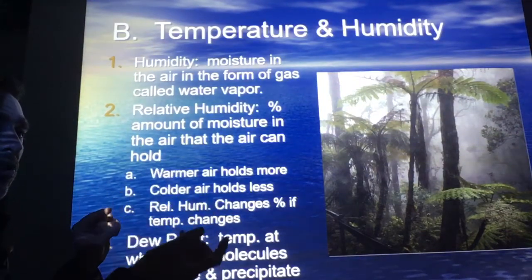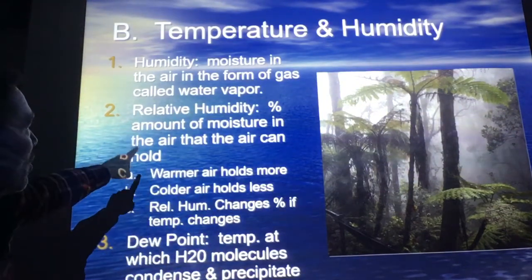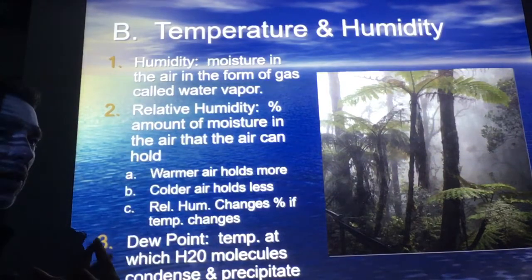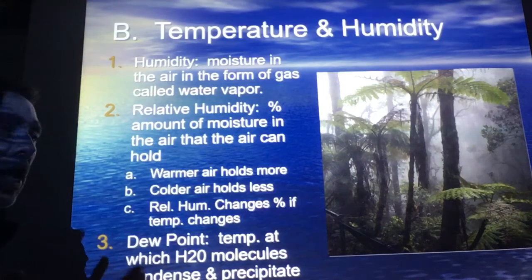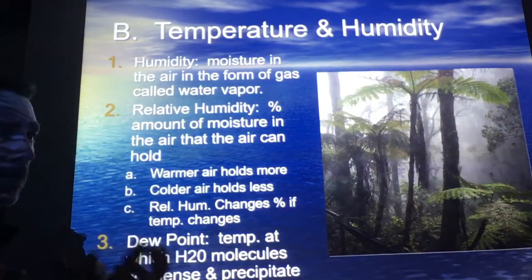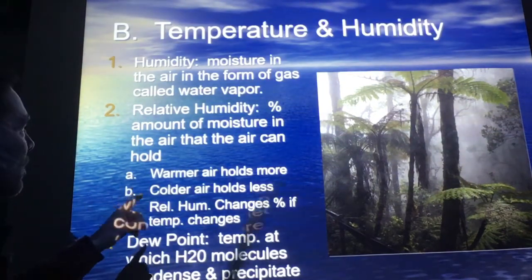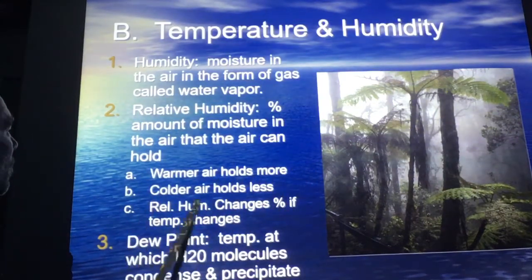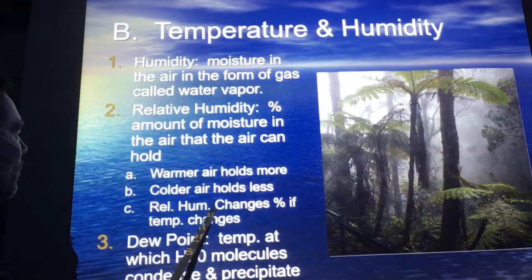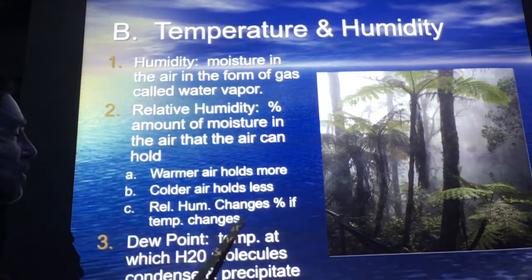So the percent relative humidity is how humid the air is according to how much it can hold. And it can always hold more when it's warm, less if it's cool. After this slide, you'll see what I'm talking about. Warmer air holds more, colder air holds less. Relative humidity changes percent if the temperature changes.